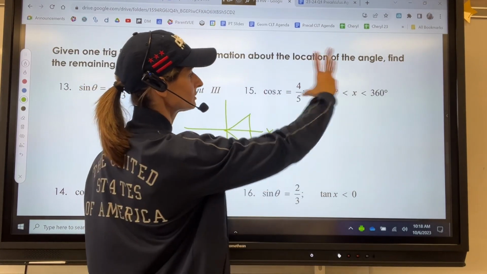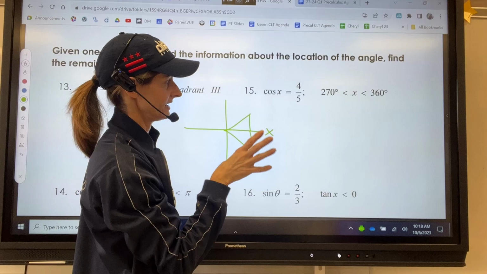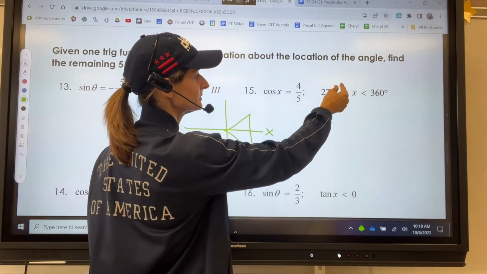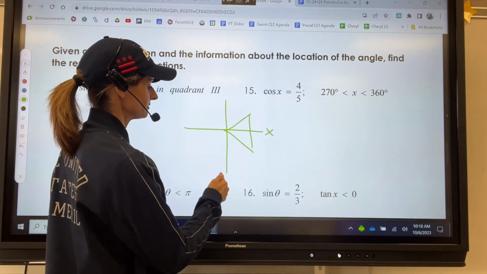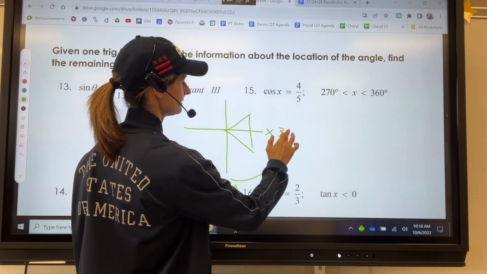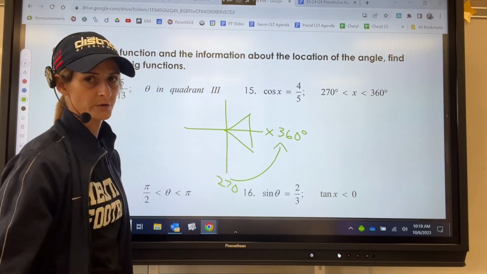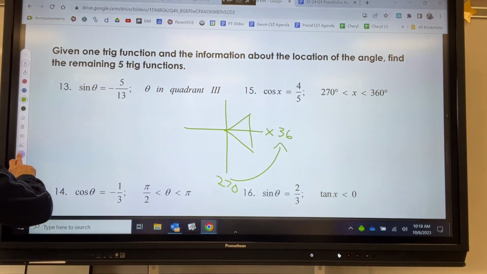The second trig function tells us exactly where that angle is going to be. Now they're telling us it's between 270 and 360. Here's 270, here's 360. So we've got an angle that's in the 4th quadrant. So go ahead and draw that.